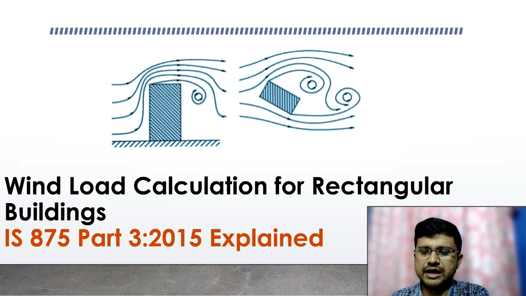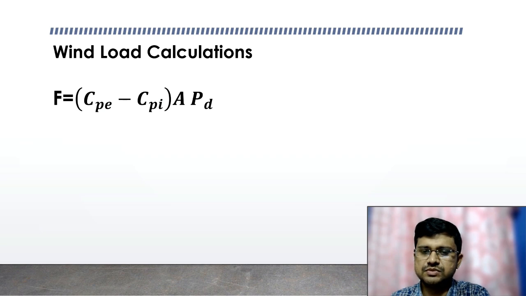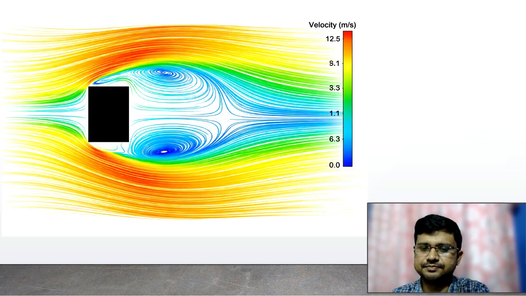Hi, now we will understand about wind load calculations for rectangular buildings. Now, this is the equation for wind load calculation, where F is the wind force, Cp and Cpi are external pressure coefficients and internal pressure coefficients, A is the tributary area and Pd is the design wind pressure.